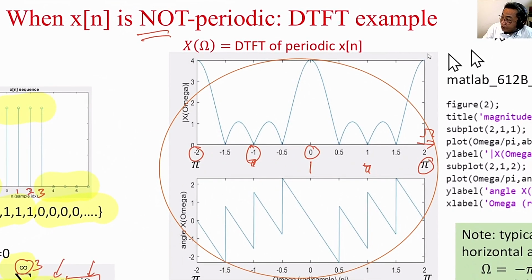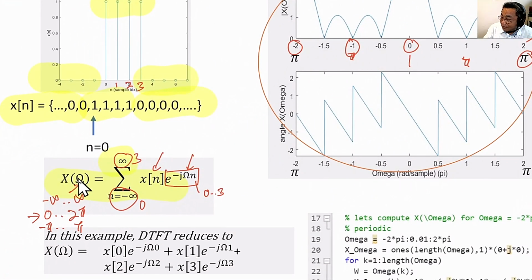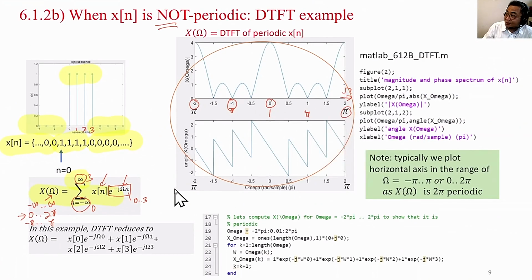Alright, so how do we get all these little points in between? What we do is that we really substitute different values of omega that we want. So we can start with 0, 0.1 pi, 0.2 pi until 2 pi. So we substitute here, we put it into this equation and do this for loop. So you can actually see the values over here.